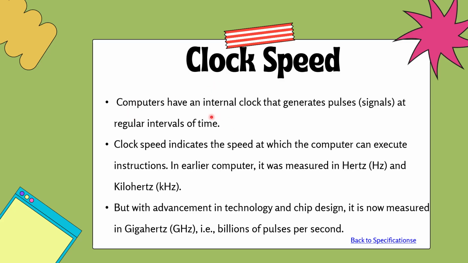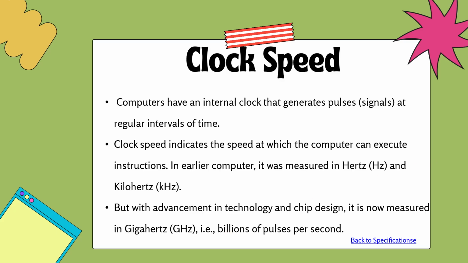Clock speed. What is the clock speed? Computers have an internal clock that generates signals at regular intervals of time. So the clock speed indicates the speed at which the computer can execute instructions. That is called the clock speed. Earlier computers were very slow, and could execute instructions only in hertz or kilohertz. But with advancement in technology and chip design, the speed has now increased up to gigahertz. That is, it can execute billions of instructions per second.